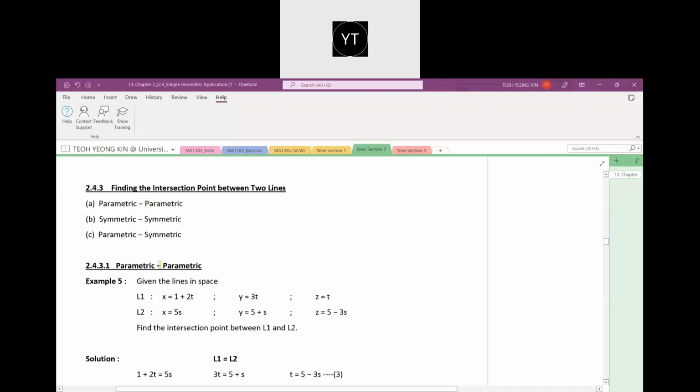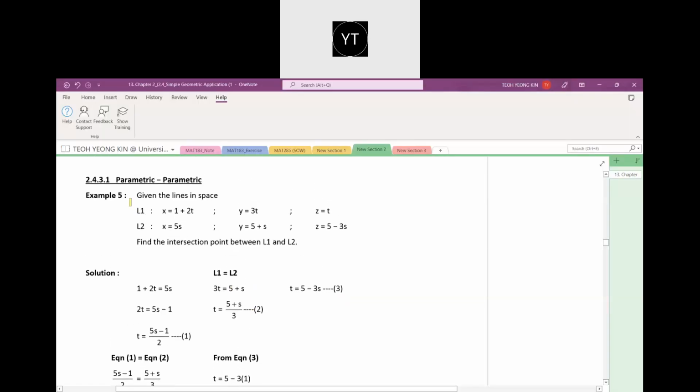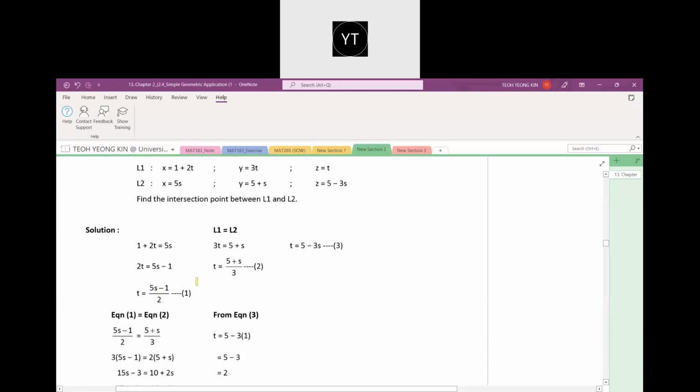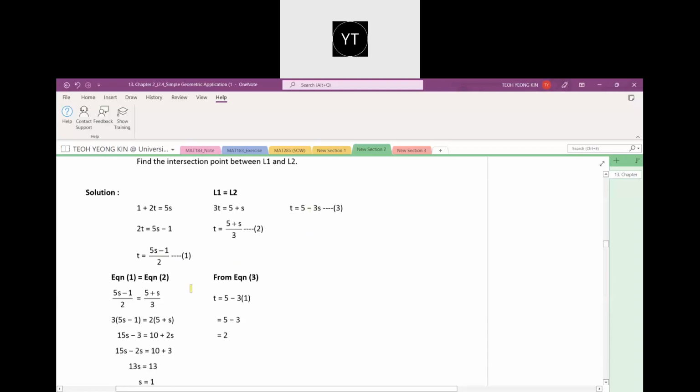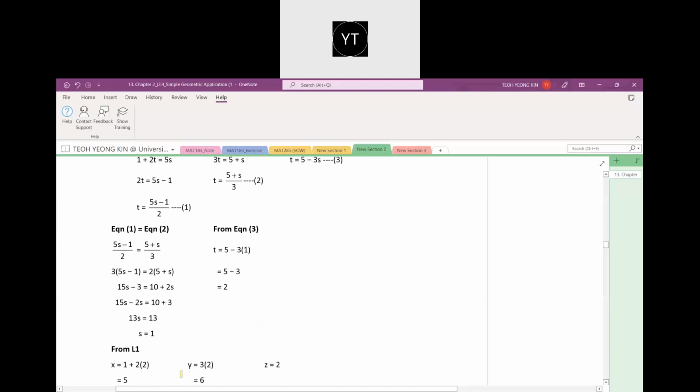So first, let's look at the parametric and parametric lines, which means that both lines are in parametric form. You can see from here, example 5, given the lines L1 and L2. If you want to find the intersection point between these two lines, where both lines are parametric equations, we will equate x with x, y with y, and z with z. From here, we'll get t in terms of s. After that, we substitute and we can get the point.